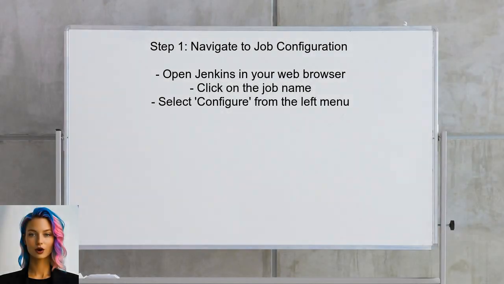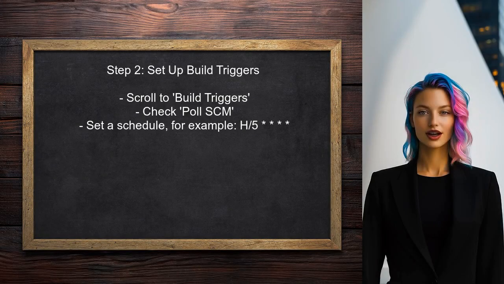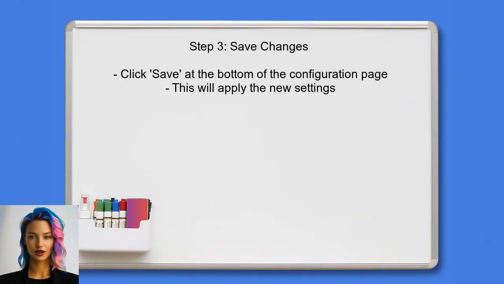To force Jenkins to reload the Jenkins file, the user should first navigate to the job configuration page in Jenkins. This is where they can manage the settings for their specific job. Next, the user should look for the option to build triggers. Here, they can set up a trigger that will automatically reload the Jenkins file whenever changes are detected in the source control management system. After configuring the build triggers, the user should save the changes.